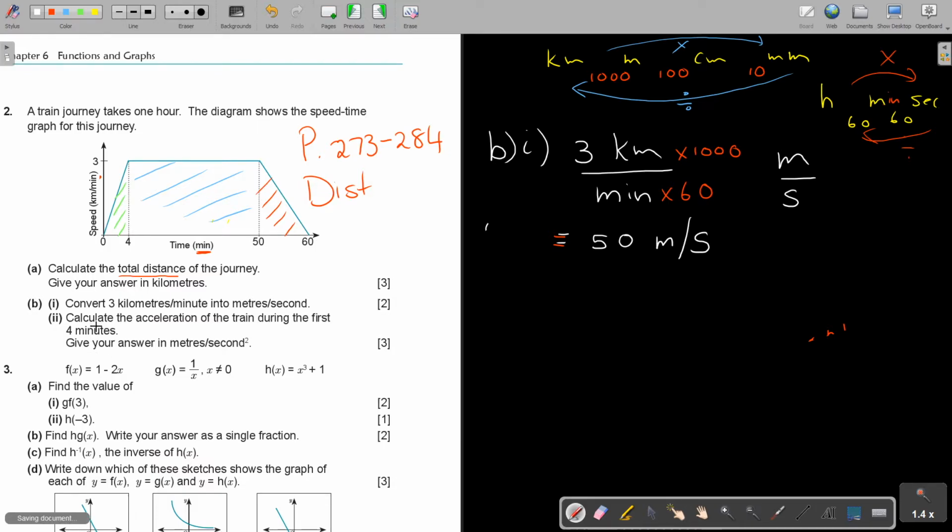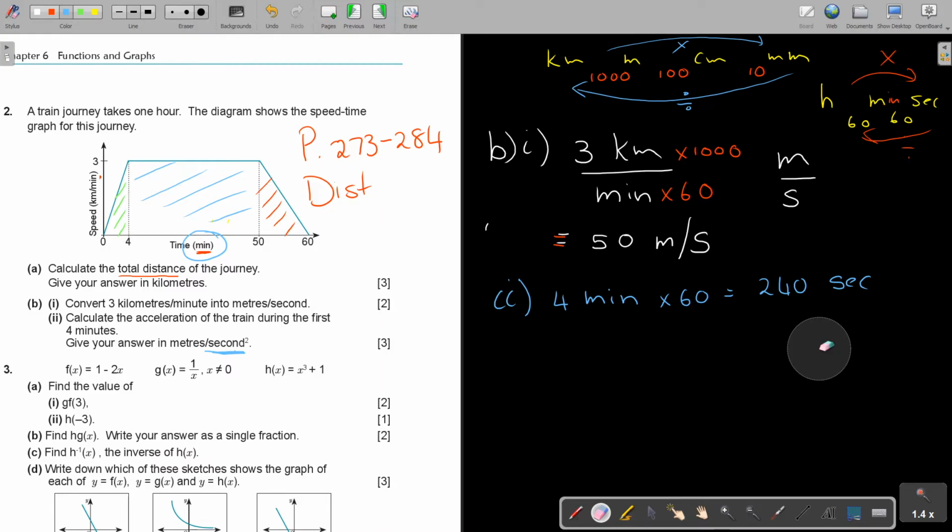That's easy stuff. And then calculate the acceleration of the train during the first 4 minutes. Now, that is basically that green triangle. Then don't forget, what is acceleration? Acceleration is speed divided by time. It's almost like the gradient. But I just want to see with my units. This is meters per second square. So I must take this to seconds. If I'm going to look at this 4 minutes, that was in minutes and this is in seconds. So I take my 4 minutes and take it to seconds. I multiply with 60 and then I get 240 seconds.